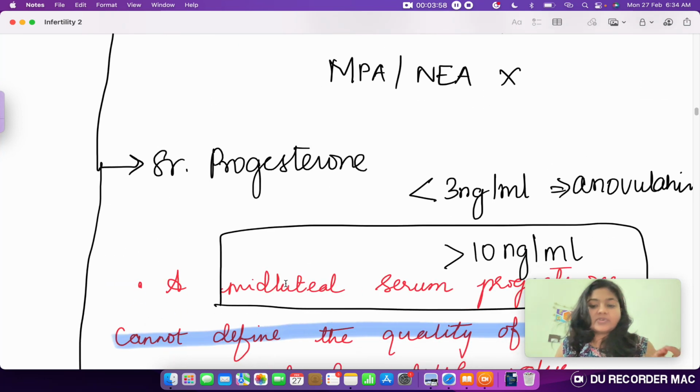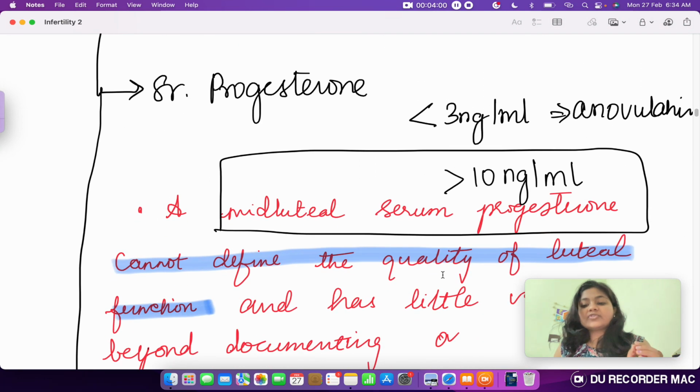Then next is the serum progesterone levels. So mid-luteal serum progesterone more than 10 is a good value, less than 3 indicates anovulation. So normally in the follicular phase it will be 1, around ovulation or around the LH surge it will be 2, and after ovulation it increases like 3, 4 like that, and just before menstruation it drops down.